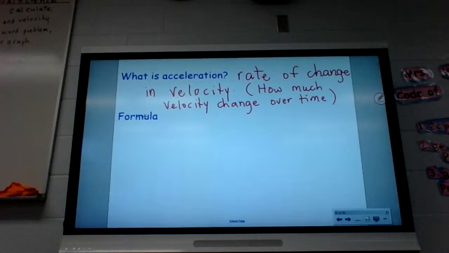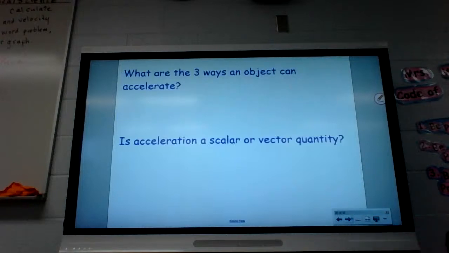All right. Now, I want to talk about the three ways that an object can accelerate before I talk about the formula. Would going down the hill be one? Yes. Does everybody have the definition? All right. So, what are the three ways that an object can accelerate?